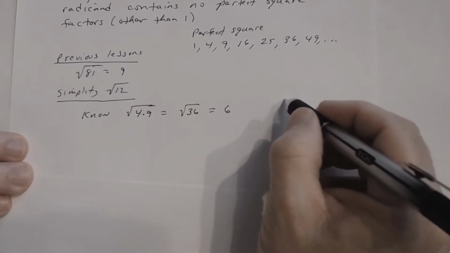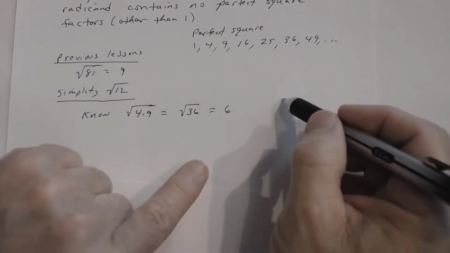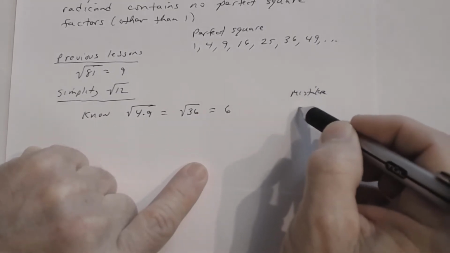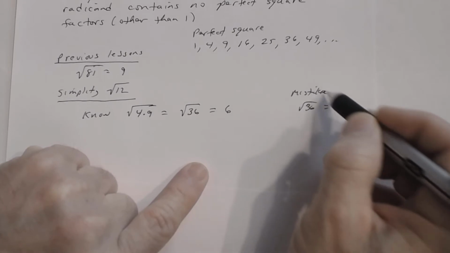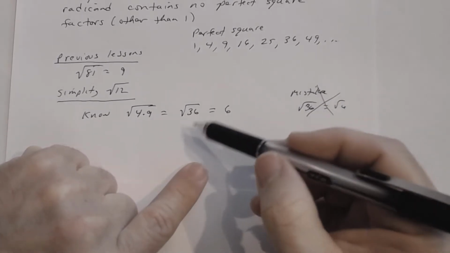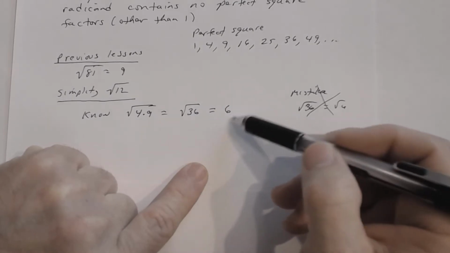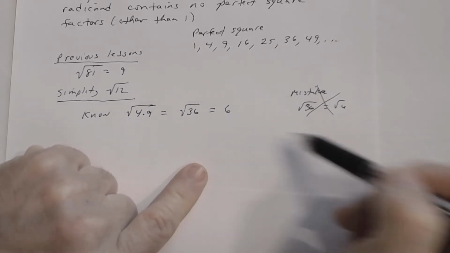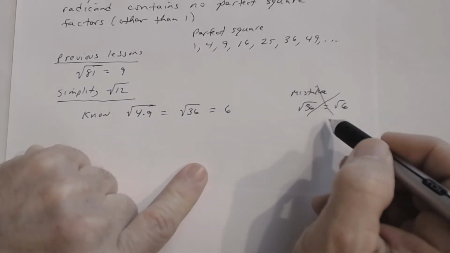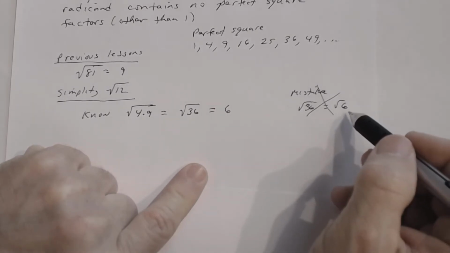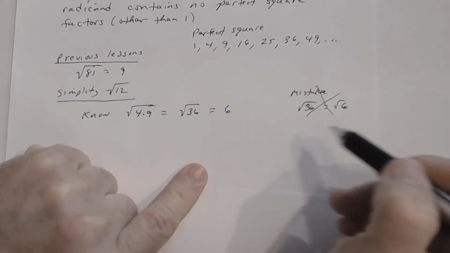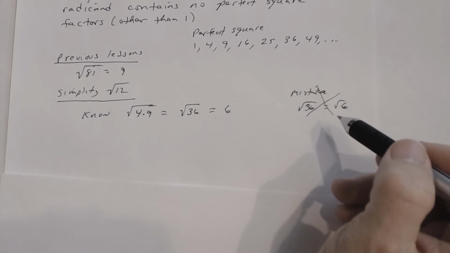Now, some students make a mistake, and I have to remind you of this. This happens quite a bit: they say the square root of 36 is the square root of 6. That's not true, okay? Because when we talked about simplifying square roots, whatever you put here, you need to ask yourself, is this times itself the radicand? 6 times 6 is 36. The square root of 6 times the square root of 6 is not 36. It is 6. So be careful. The square root of 36 is strictly 6, not the square root of 6. All right, now, let me go a little bit further with this.